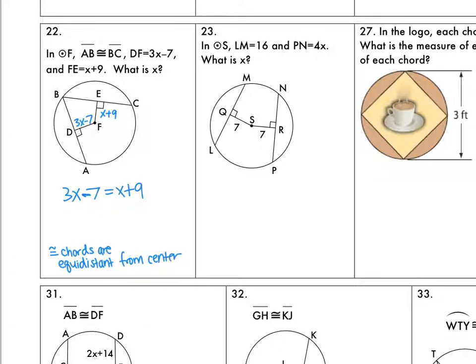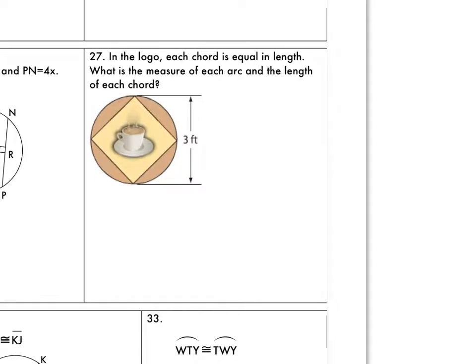Okay, let's look at number 27. In the logo, each chord is equal in length. What is the measure of each arc and the length of each chord? Okay, so I know that all these chords are equal. So that means it's a square. So if we draw a diameter, it is going to bisect those angles, okay?